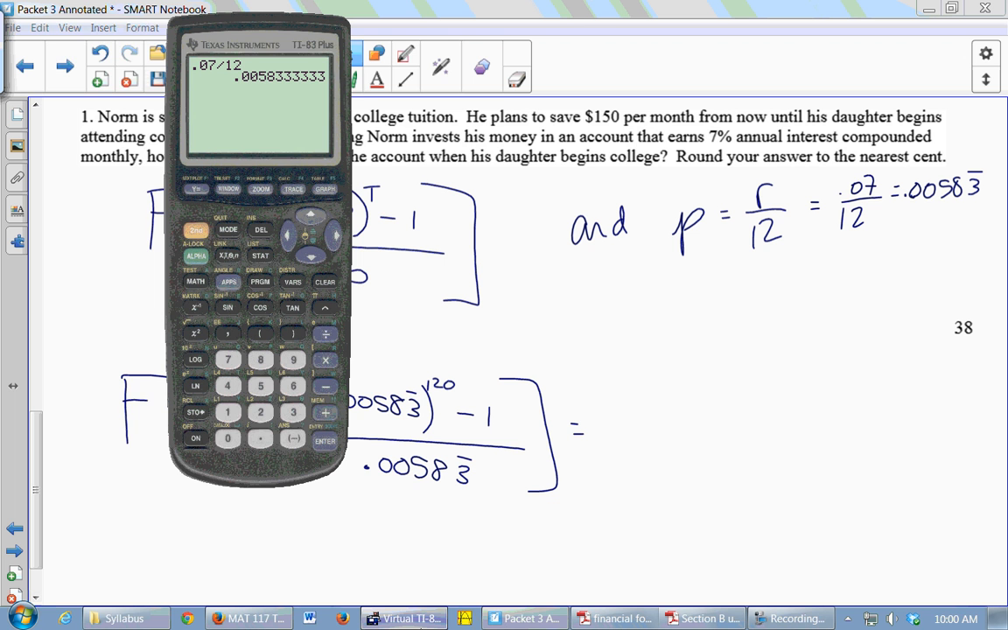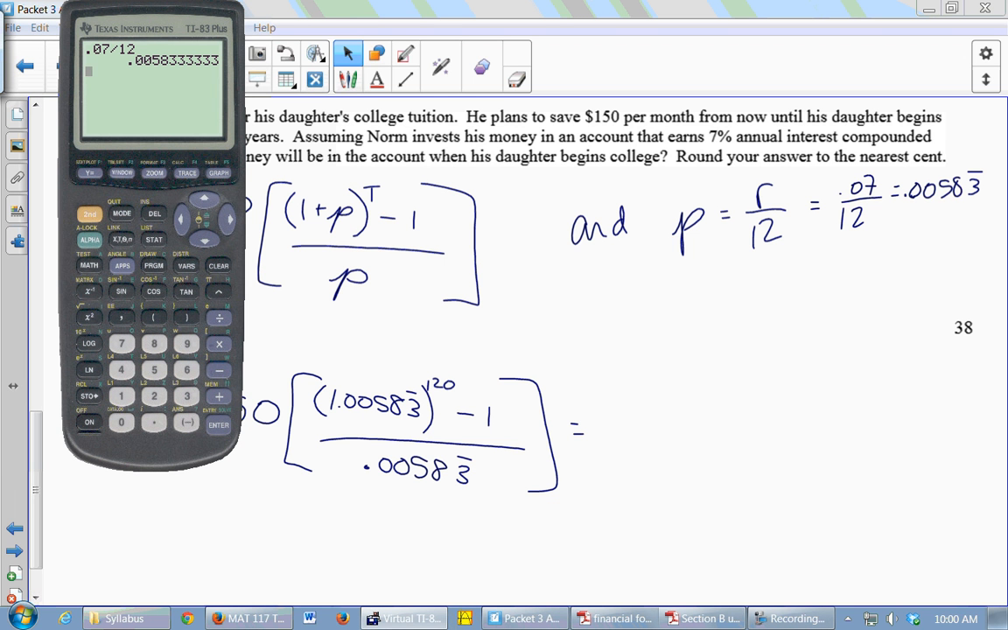Okay, so I'm just going to store this number in my calculator so that I don't cut off any decimals. If you don't have a store function or can't figure it out, just write down a lot of 3s. Just use at least 6 3s as a number showing on my calculator. So I'm going to store this as the letter A. Then I'm going to add a 1 to it, raise it to the 120th, subtract 1, and then divide by 0.00583, which I stored as the letter A.